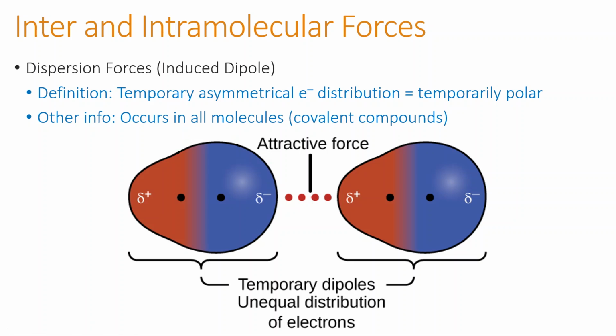So if we look at this picture here, these are two molecules that have gotten close together, causing their electron clouds to become skewed, to become distorted. So for a brief moment, we have this temporary attractive force between these two different molecules.